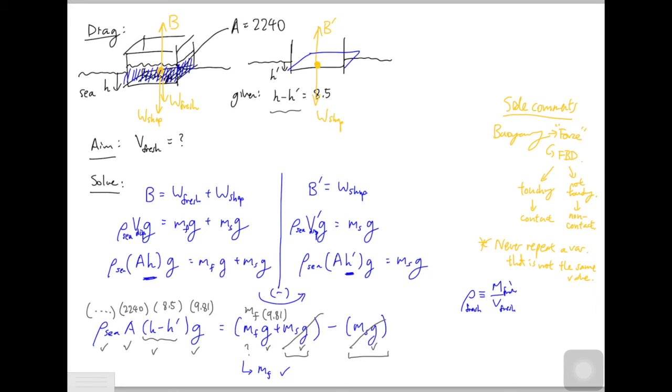Okay. And in fact, we've just solved this. This is given, which means the volume of the freshwater is the mass of the freshwater, which we have just solved over there, divided by the density of the freshwater. And you get your final answer.